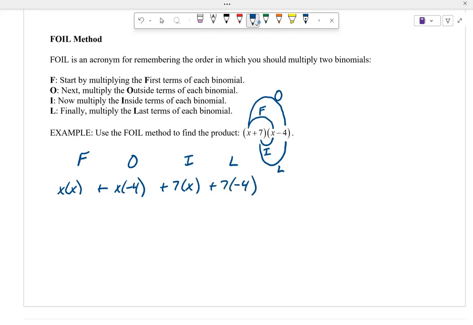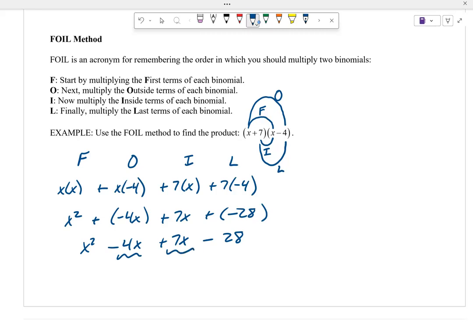FOIL: first, outer, inner, last. So we've got x squared plus a negative 4x plus a 7x plus a negative 28. So x squared minus 4x plus 7x minus 28. Make sure you combine any like terms that you have. You do have some like terms here. Negative 4x plus 7x would give us a positive 3x. And that's the FOIL method.